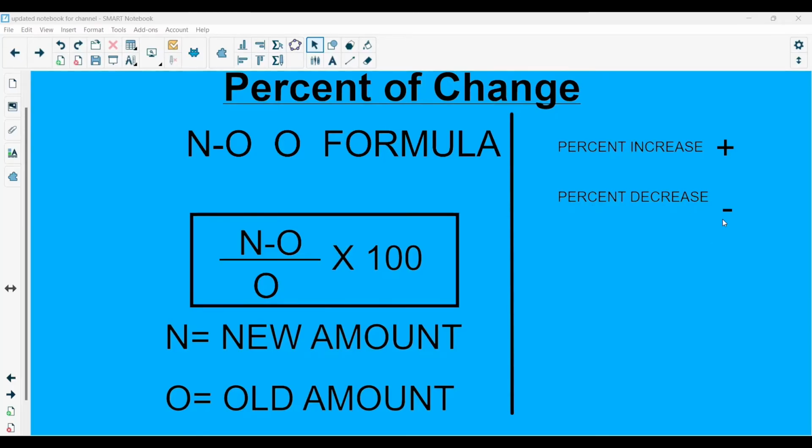Okay, so go ahead and pause the screen and make sure you have this written down. And it'll make more sense as we go throughout the questions.